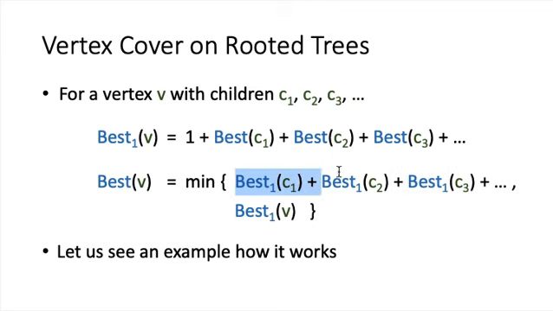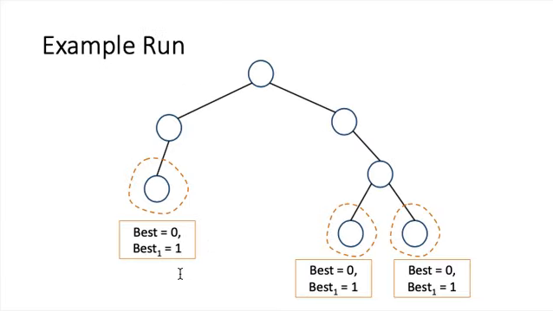So the first sum here represents the case of what is the best that we can do if we do not place a guard at the root node V. And this following line tells us the best way to do it if we must place a guard at the root node V. By comparing these two values, the minimum will be the best that we can hope for. So let us see an example of how it works. Okay, so this is an example run.